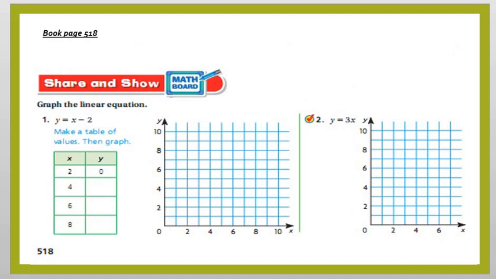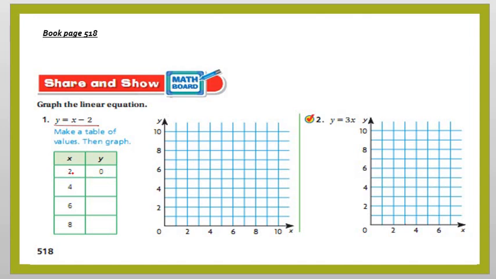So let's see in your book, page 518, how can we solve questions on this lesson? Here it tells you graph the linear equation. He gave me an equation, okay? I need to have a table, like this one. He tells me you can make a table of the values, then graph. He already gave me a table with certain values of x. I need to find the corresponding value of y.